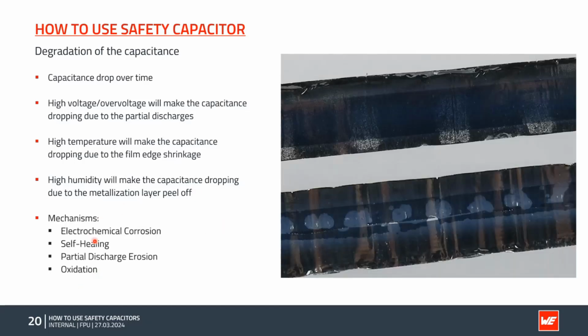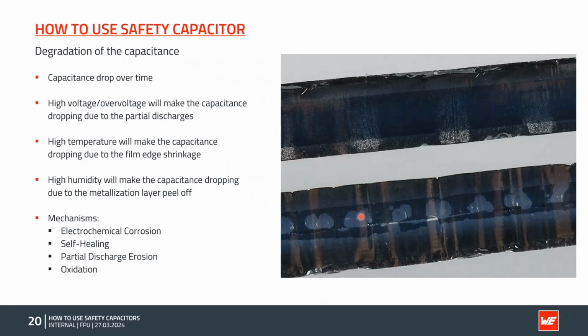So the mechanisms are called, as I said, partial discharge. We have electrochemical corrosion, self-healing. This is because of what I said, of the overvoltages, and also we have oxidation, which reduces the metal film. And just for you to see how such a film looks like, here you see less metallization area. I would say the black one here is the metal, and you see here there's some metallization gone away.